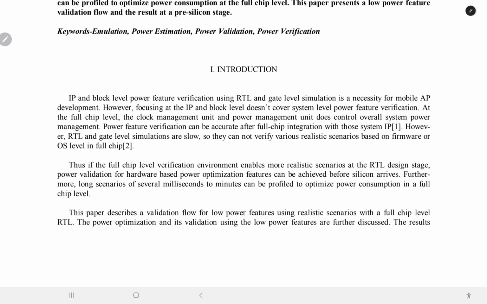At the full chip level, the clock management unit and power management unit control the overall system power management. Power feature verification can be accurate only after full chip integration with those system IPs. However, RTL and gate level simulations are slow, so they cannot verify various realistic scenarios based on firmware or OS level in the full chip.